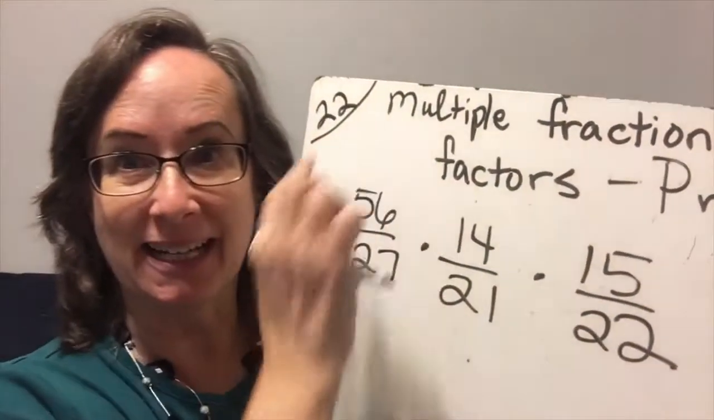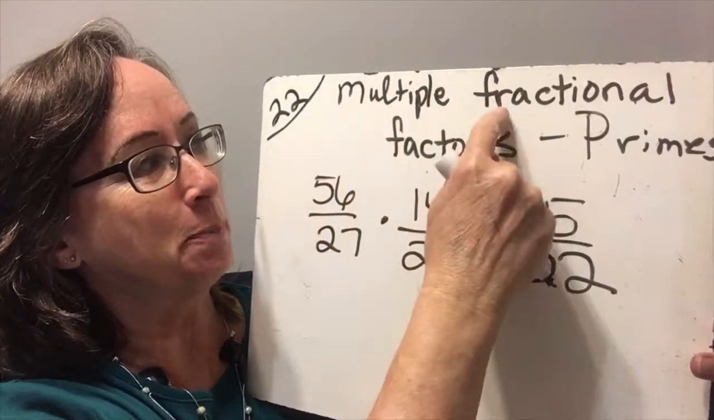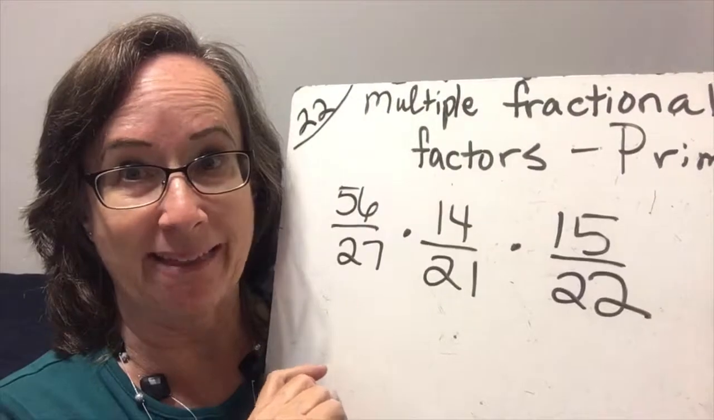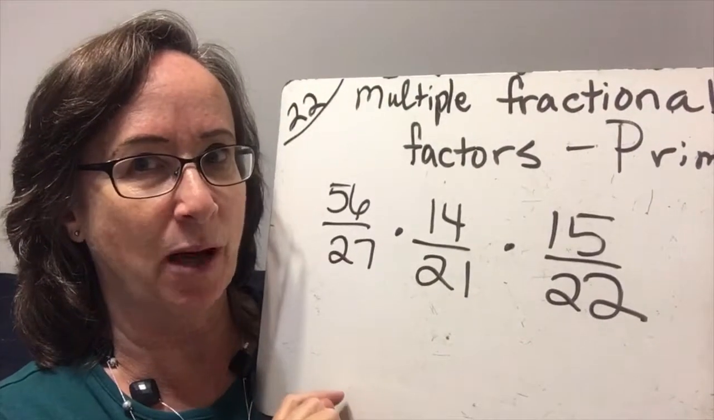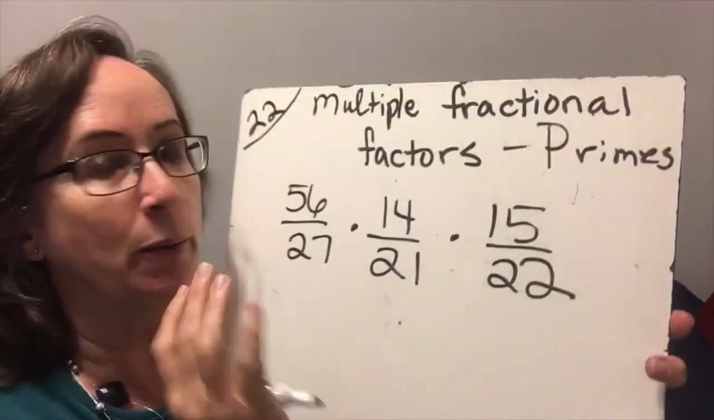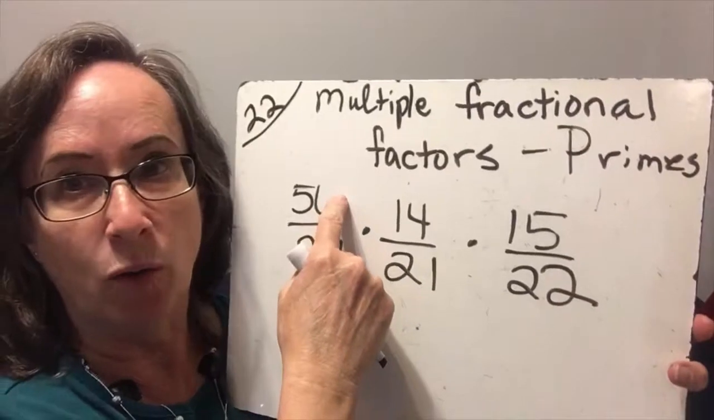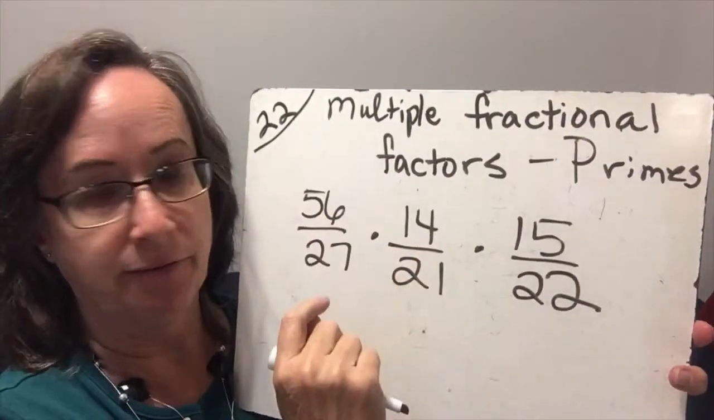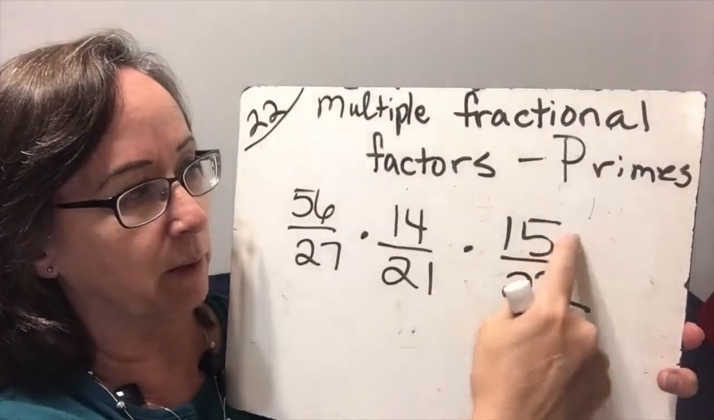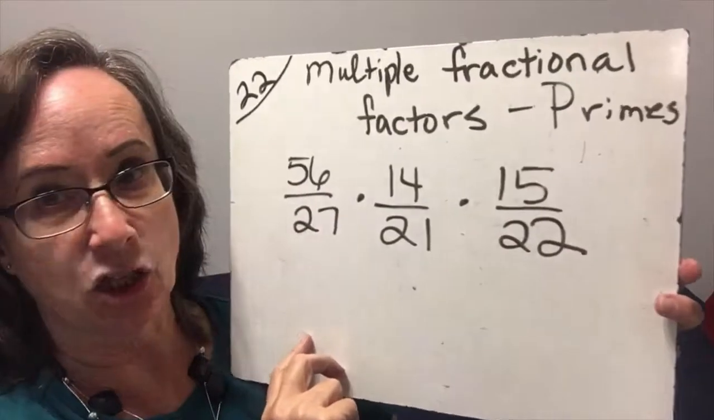And today we're doing lesson 22, which is a fun one because we're going to do multiple fractional factors, and we're going to make a very difficult problem like this into a very simple problem by using our products of primes. So remember, when we're doing prime numbers, we can cancel. So we know what 56 is made of, and we know what 27 is made up of, and 14 and 21 and 15 and 22. So let's give this a shot.